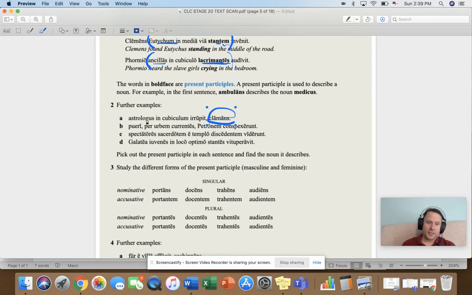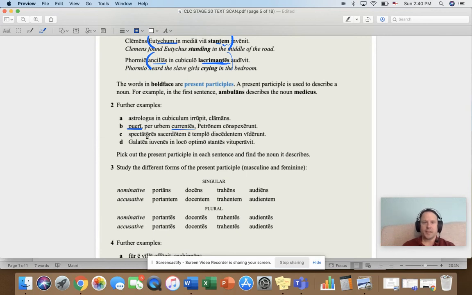So the astrologus. Look at number 2, or B. Pueri per urbem currentes patronum conspexerunt. Okay, so I'll give you a chance to pick out the present active participle. So pause it, pick it out, come back. And hopefully we figured out, everybody, it's currentes. Now look, it's got NT plus some other stuff. So whatever it's describing, it isn't nominative singular. In fact, I know from the third declension that ES means it's nominative or accusative plural. And of course here, pueri is nominative plural. So the boys, running through the city, caught sight of the patron.